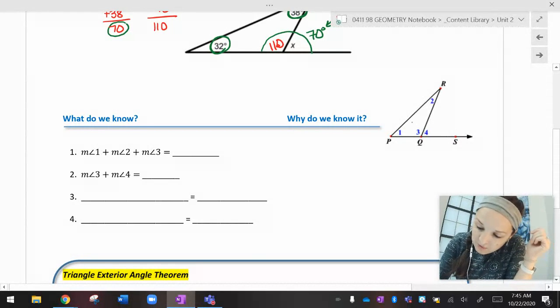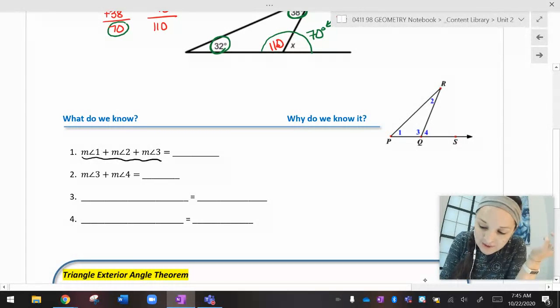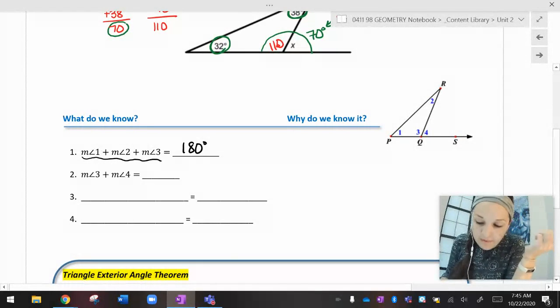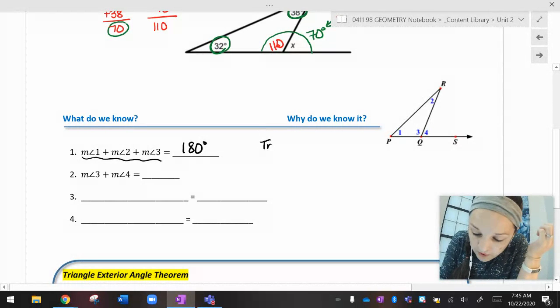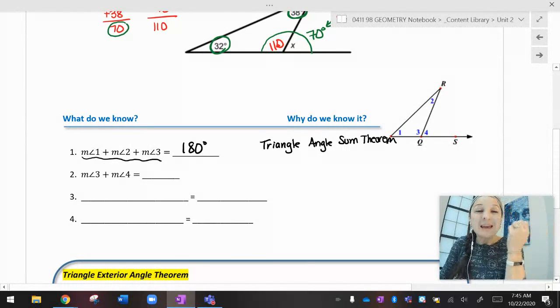So in this picture right here, what's one of the things that I know? Well, I know that 1 plus 2 plus 3, those are three angles inside the triangle. And the three angles inside a triangle add up to 180. Why do we know it? That's what's called the triangle angle sum theorem. And if you can't remember the phrase triangle angle sum theorem, you could just write in there, the angles of a triangle add up to 180. That's okay, cool. All right, what else do we know?